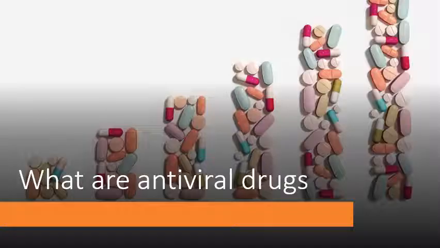Then it also acts by disrupting the assembly of new viral particles. That is, if the virus has been able to enter the cell, it prevents the assembly of the particles. Imagine dismantling all the mechanisms where the virus produces its copies. So this is basically how antiviral drugs work. We'll be looking at different mechanisms as the lecture goes on.